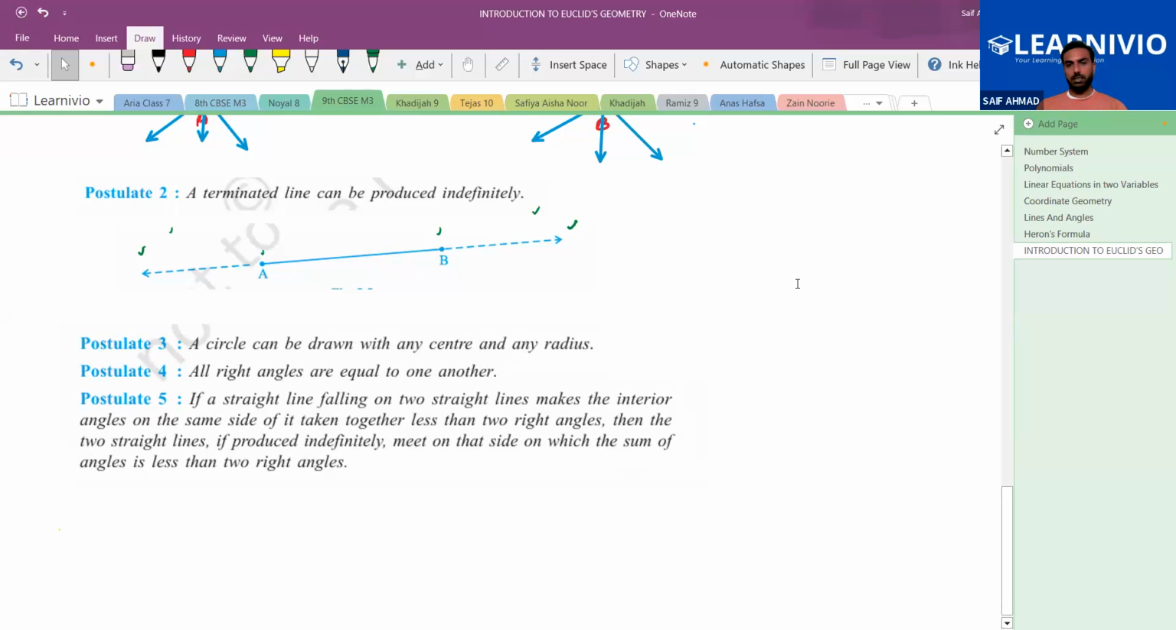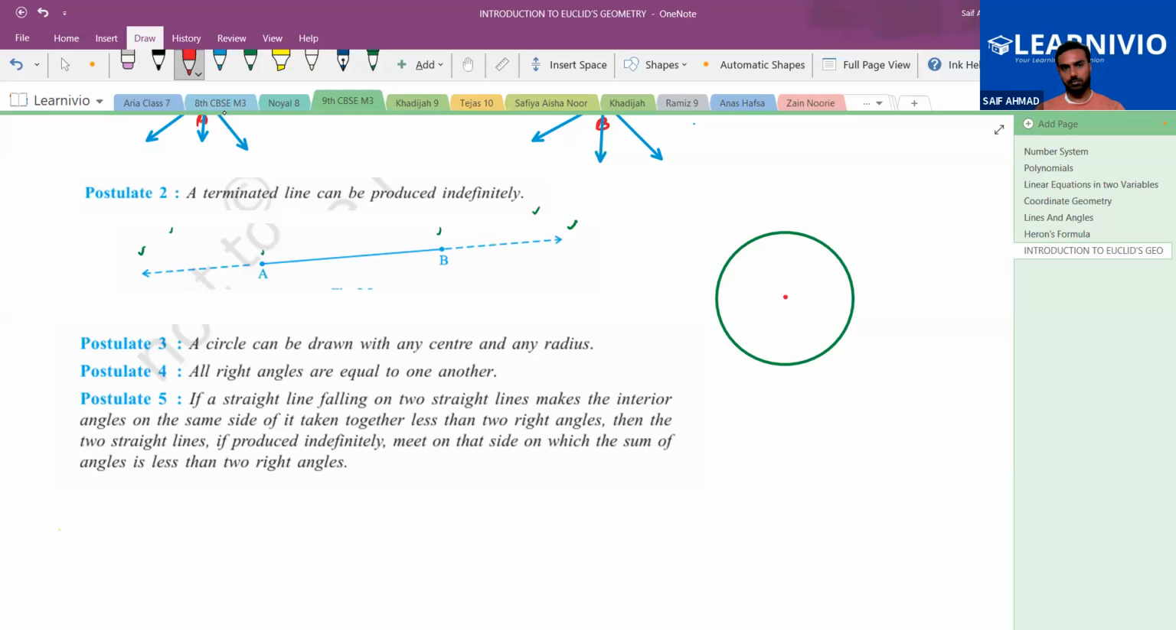A circle can be drawn with any center and any radius. You know that? It's very well. A circle can be drawn taking any center and any radius. For example, you can draw a 1 centimeter radius circle, 2 centimeter radius, 3 centimeter, 4 centimeter, and so on. Understood?